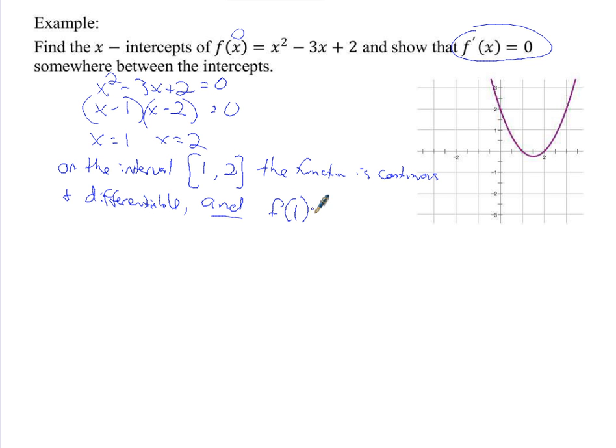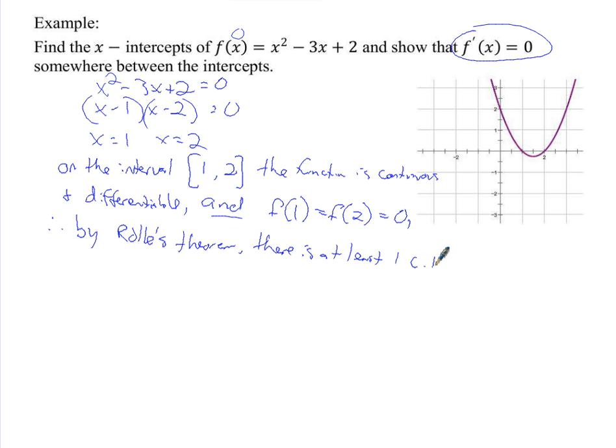f at 1 equals f at 2 equals 0. What I'm saying there is that the function evaluated at 1 is the same as the function evaluated at 2, and now I'm just telling you what that value is. It's 0. Okay? So that sets up all of the first part of Rolle's theorem. Now, because of all of this, therefore, by Rolle's theorem, there's at least one critical number on the interval.